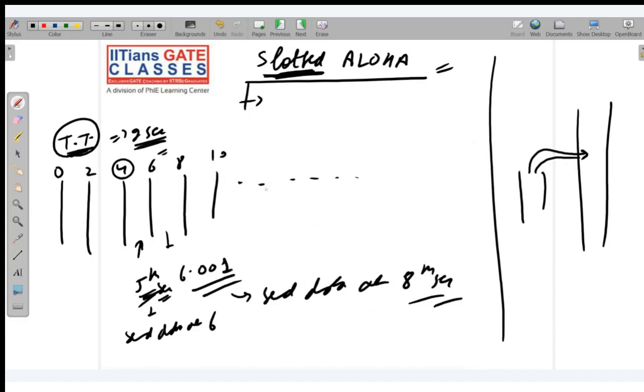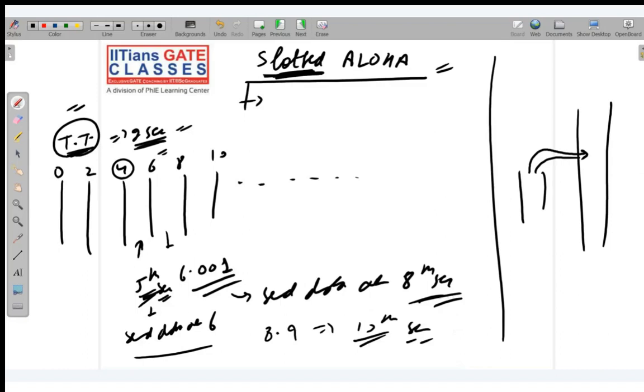So time is divided into slots, each of transmission time. Let us suppose transmission time is 2 seconds, so time is divided into slots like 0, 2, 4, 6, 8, 10 and so on. Every station will send data at the beginning of the slot. So if a station wants to send data at the 5th second, it will send data at 6. If a station wants to send data at 6.001, it will send data at 8 and so on. I think you have got the point. If a station wants to send data at say 8.9, it will send data at 10 seconds. So simple. That is the basic meaning of slotted ALOHA.